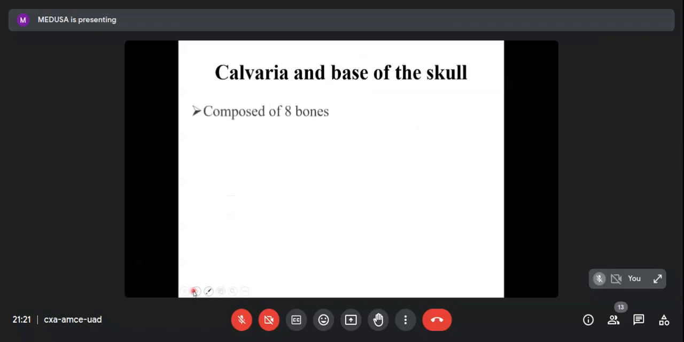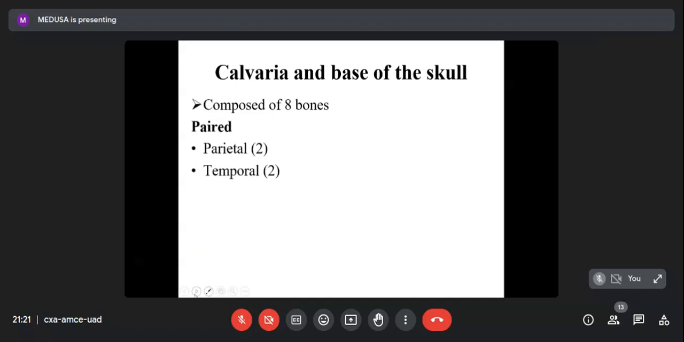So we have the calvaria and the base. When we talk about the calvaria and the base, we're going to talk about 8 bones. Some are paired and some are not paired. Those paired, we have the parietal bones that are on the left and right. We have the temporal bones, which are also on the left and the right.